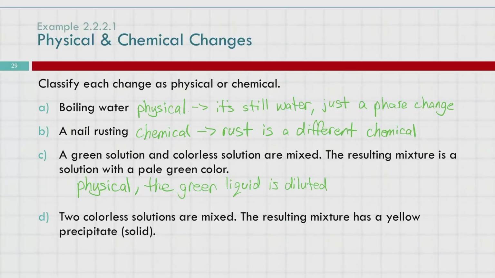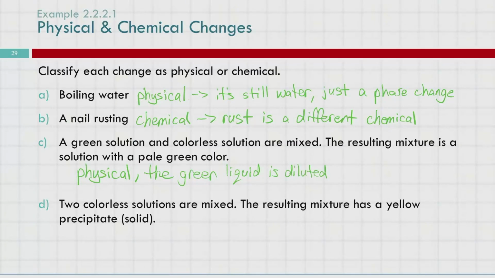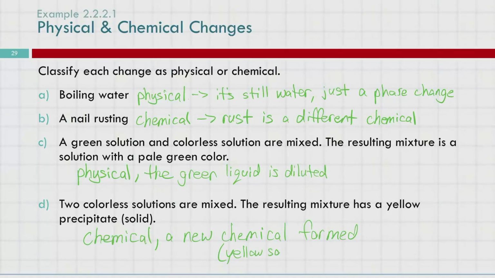How about if we mix two colorless solutions and the resulting mixture has a yellow solid that forms at the bottom? Would that be physical or chemical? That would be chemical. A new compound has formed, the new compound being the yellow solid. Right, we didn't have a yellow solid to begin with. We had two clear liquids. We mixed them together and something new came out of them. That yellow solid would be a new chemical.